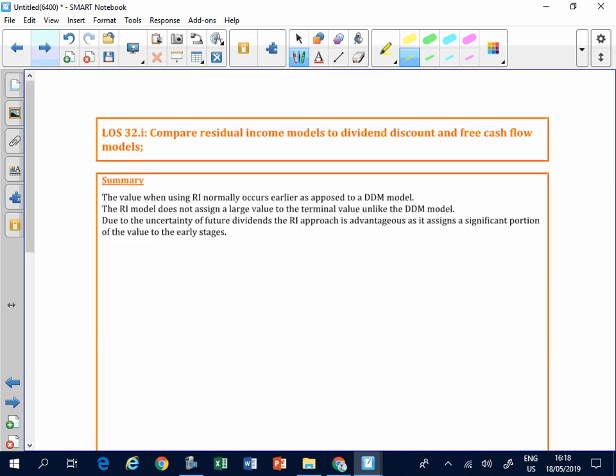Okay, so the value when using residual income normally occurs earlier as opposed to the dividend discount model, which is at the end. Guys, some of these dividend discount models, 90% of the value of that thing literally sits in the terminal value. So very, very sensitive to that R minus G.